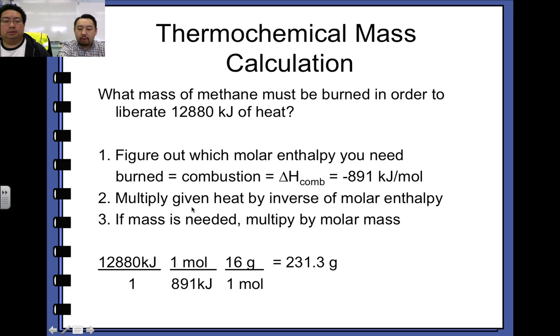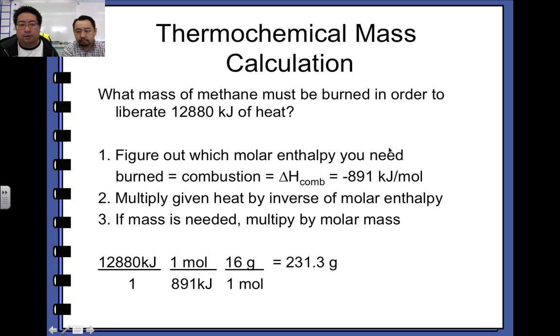And if that's the case, all we have to do is convert from our kilojoules of energy that are produced, 12,880 kilojoules, divide by our delta H of combustion, which is 891, to find out how many moles of methane there are. Now the question is asking for what mass. So now that we know our moles, we can convert to our mass, and you do this by adding up the elements from the periodic table and getting 16 grams, and follow through with the units canceling out, and you wind up with 231.3 grams of methane being used to release that amount of energy.